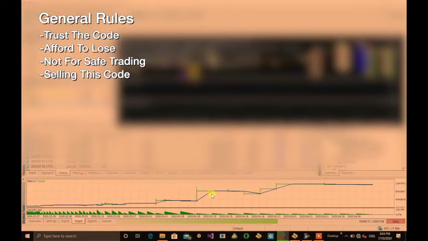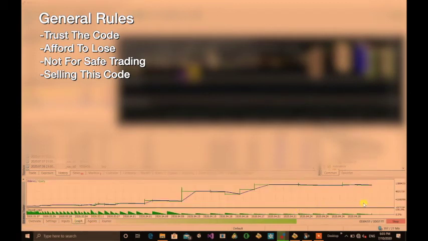What I mean by safe trading is, you say, okay, I'm opening a position, I'm putting a stop loss, I'm putting a take profit, stop loss 2 points, take profit 4 points, 5 points, whatever. This is not what this auto trader is about. This auto trader is designed to make you millions. Now we can see it's at 13 million, and we're starting with 50,000.